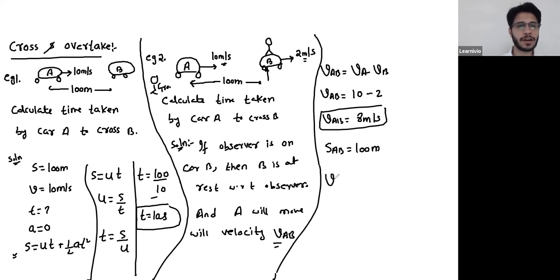So you can simply write your VAB as SAB divided by T. So your T is SAB divided by VAB.